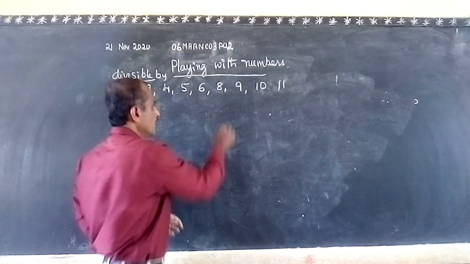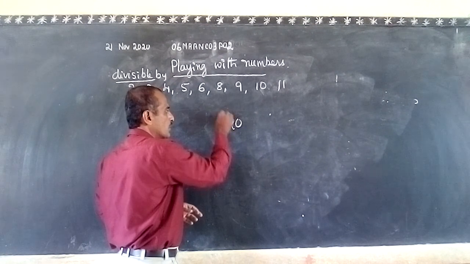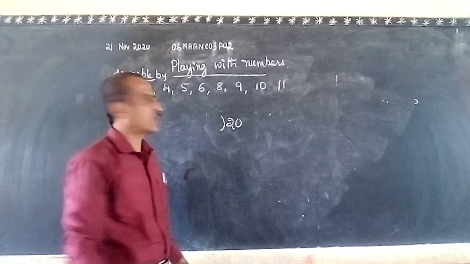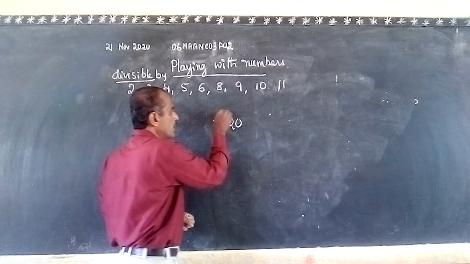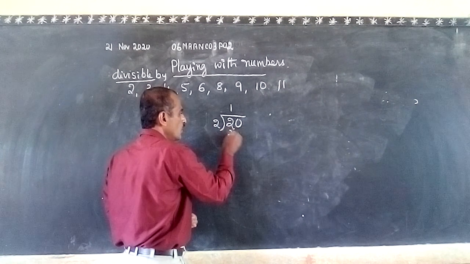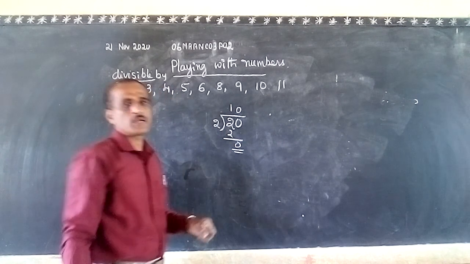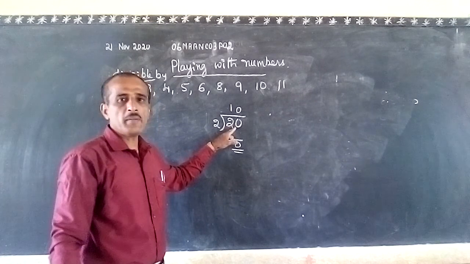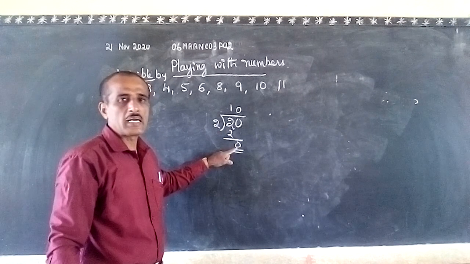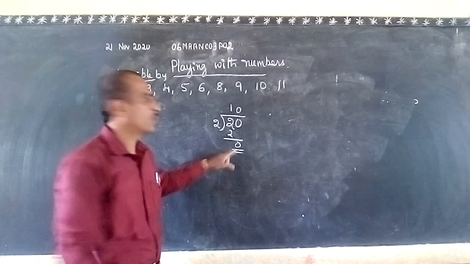For example, let us see whether 20 is divisible by 2 completely or not. If we divide 20 by 2, what is the answer? 2 ones are 2, then 0, and 0 is the remainder. So 20 can be divided by 2 completely, there is no remainder.